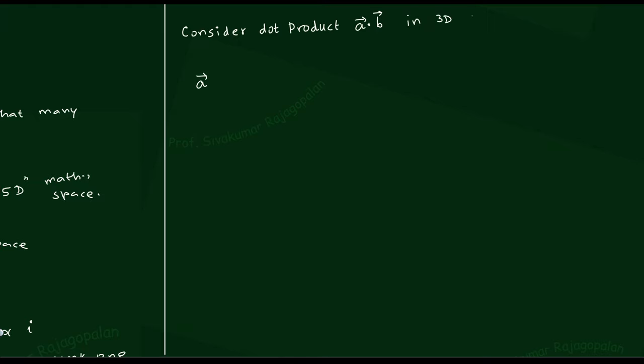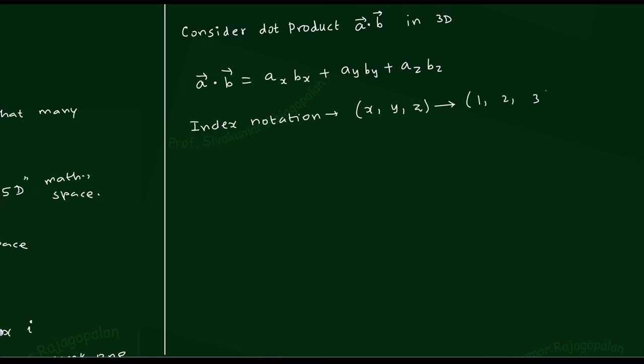So how do you write a dot product? Let us write down in 3D. A dot b equal to ax bx plus ay by plus az bz. That's all. And what is our job now? Index notation. Index notation means what? x, y, z will be replaced by 1, 2, 3. So that's all your job. Remove all x, y, z and put a 1, 2, 3 there.